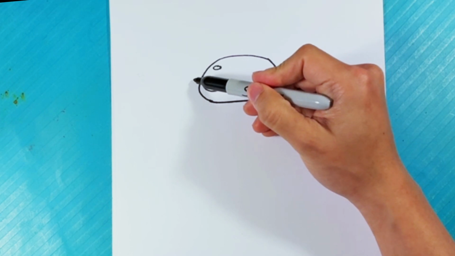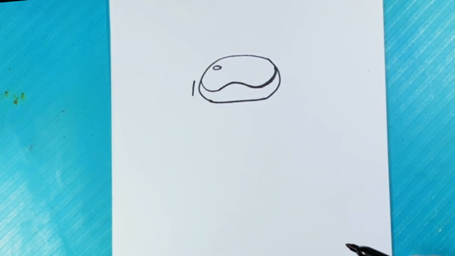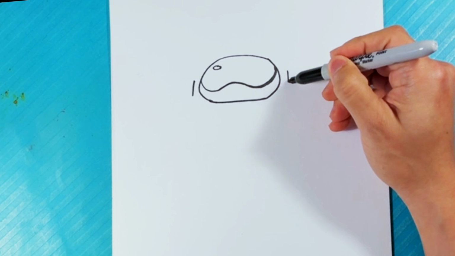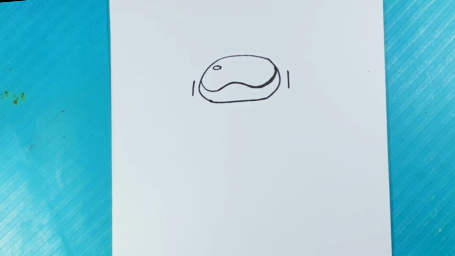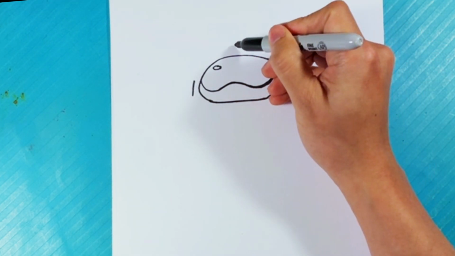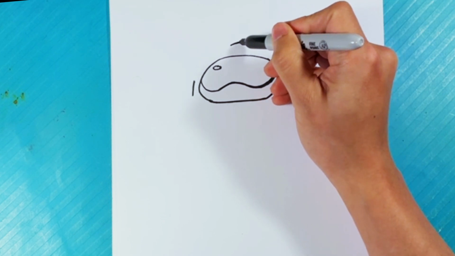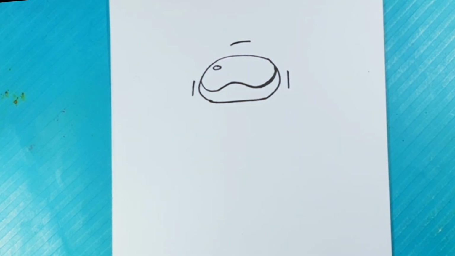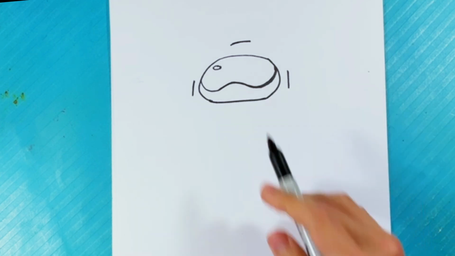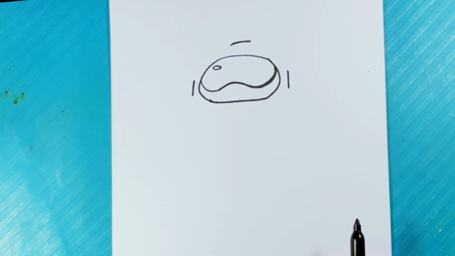Let's go over here now. We're going to draw a line on this side, and then a line on this side right here. And then over here at the top, right there. You know, we're drawing these as parameters for the head, right?